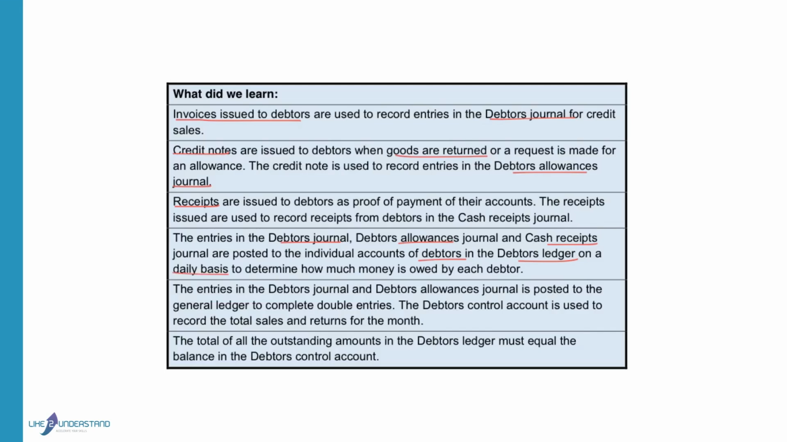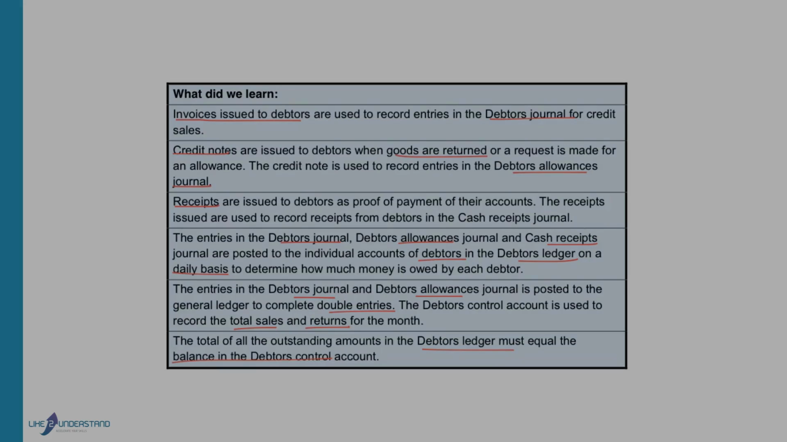The entries in the debtors journal, debtors allowances journal, and cash receipts journal are posted to the general ledger to complete the double entry. The debtors control account is used to record the total sales, total returns, and total payments. The total of the outstanding amounts in the debtors ledger must equal the balance in the debtors control account. If they don't balance, you will have to go and investigate and search for the mistake that you made.